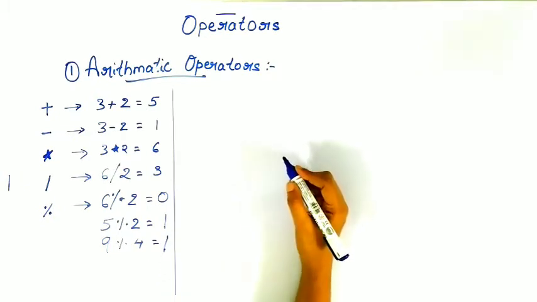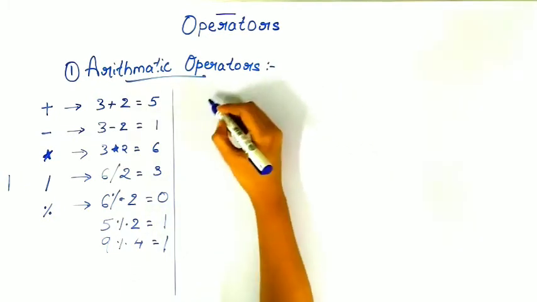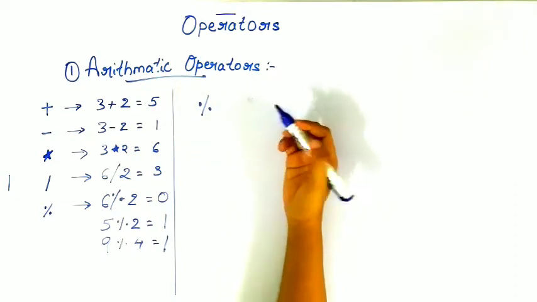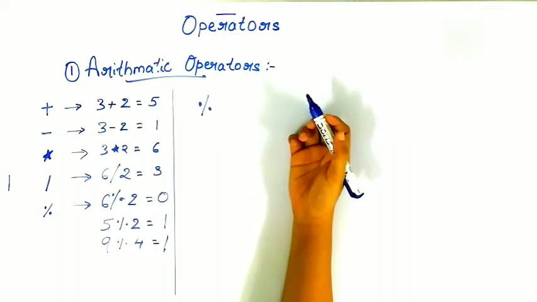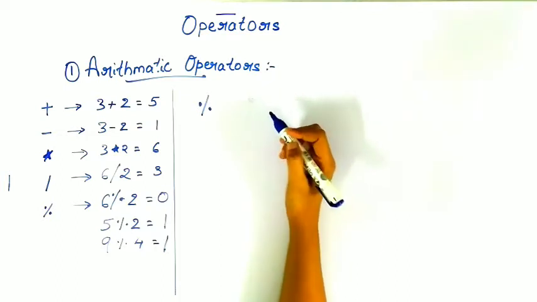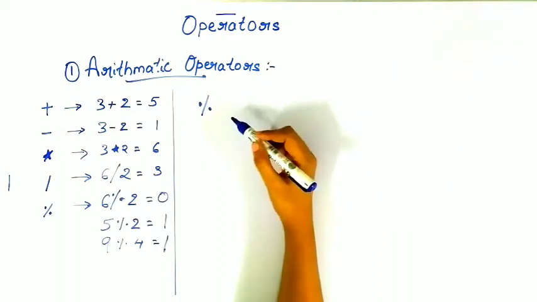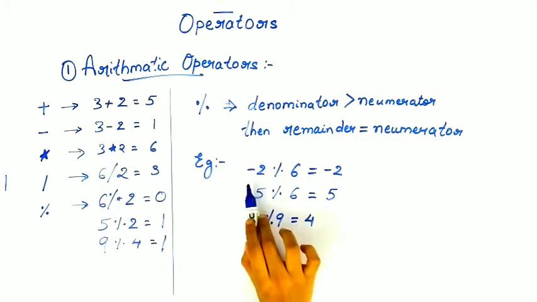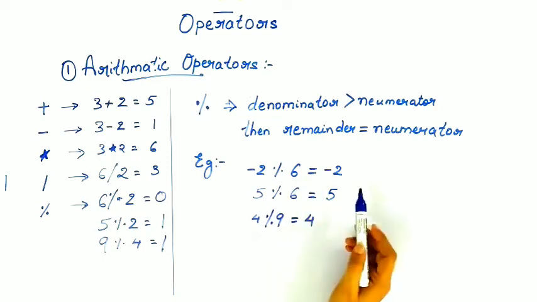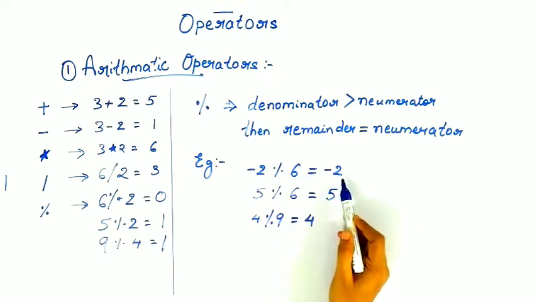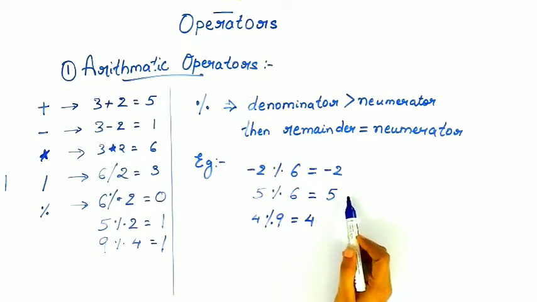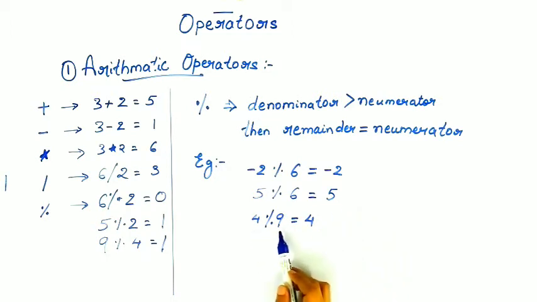There is one note point. When we use this modulo operator and the denominator is greater than the numerator, the modulo gives the same remainder as that of the numerator. For example, minus 2 modulo 6 gives us the remainder as minus 2. 5 modulo 6 gives us the remainder as 5 and 4 modulo 9 gives us the remainder as 4.